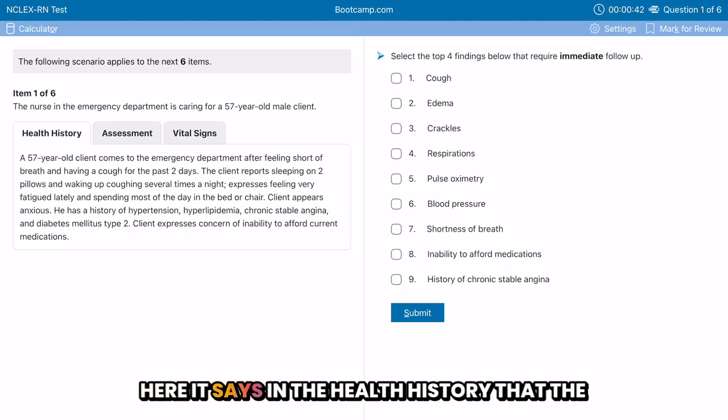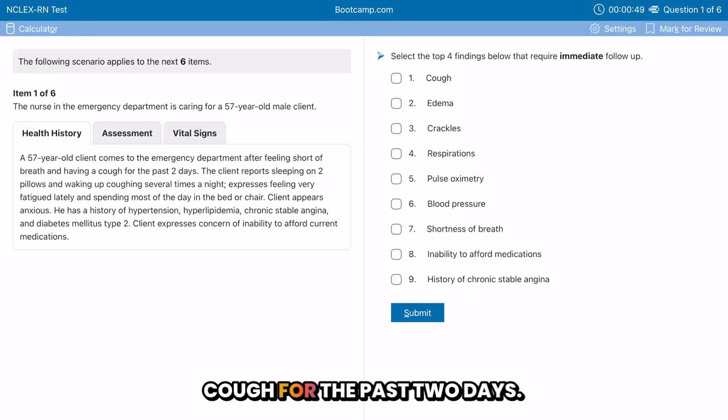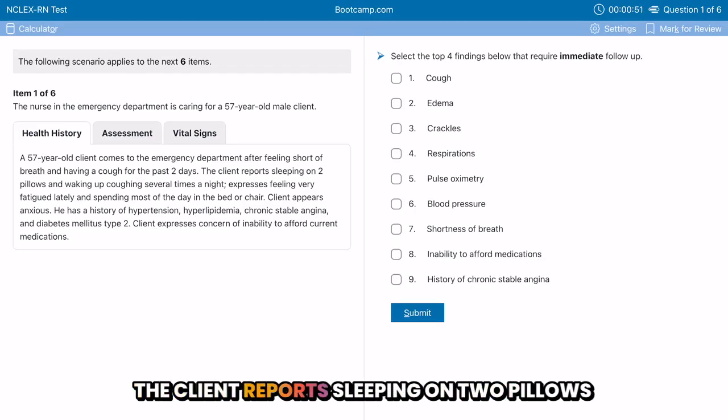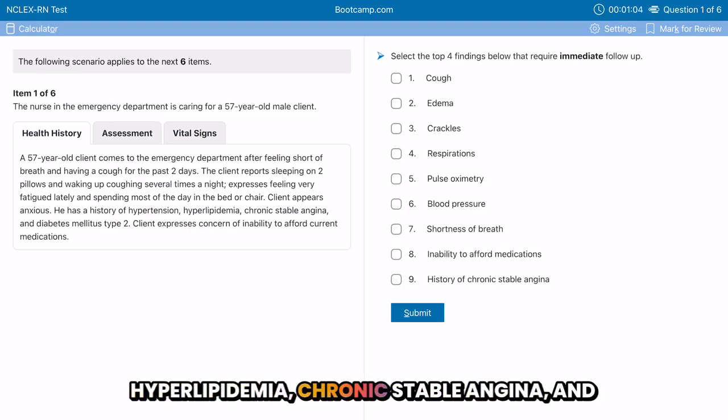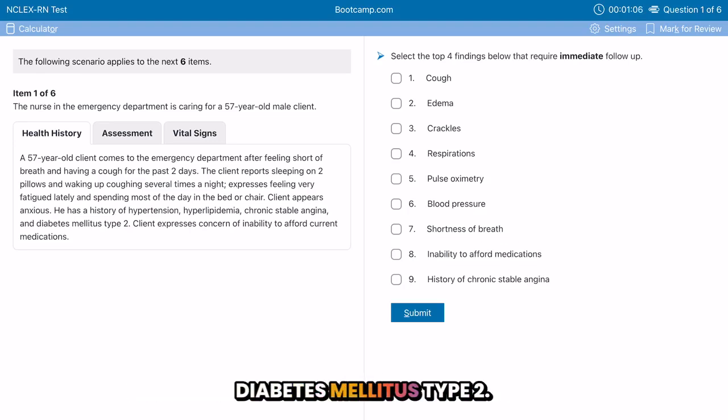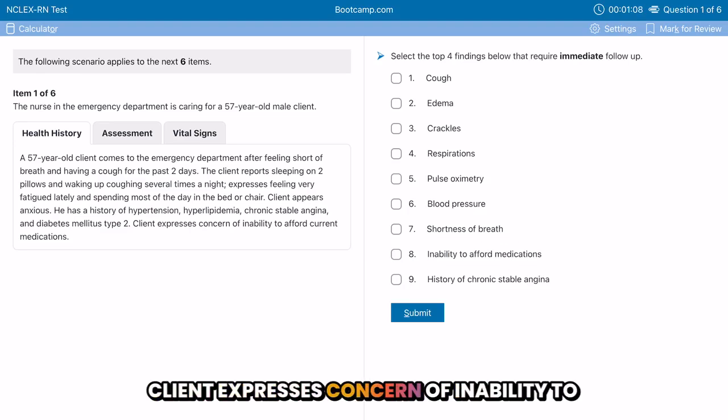Here it says in the health history that the client came to the emergency department after feeling short of breath and having a cough for the past 2 days. The client reports sleeping on 2 pillows and waking up coughing several times a night. Expresses feeling very fatigued lately and spending most of the day in the bed or chair. Client appears anxious. He has a history of hypertension, hyperlipidemia, chronic stable angina, and diabetes mellitus type 2. Client expresses concern of inability to afford current medications.